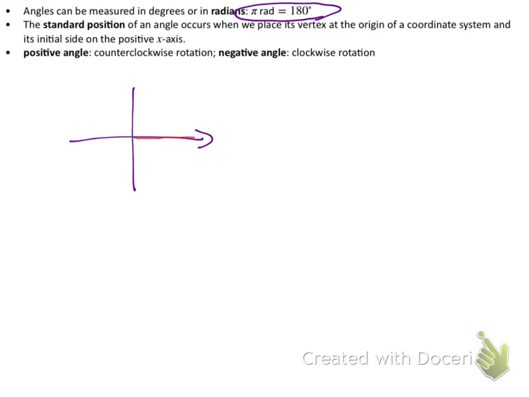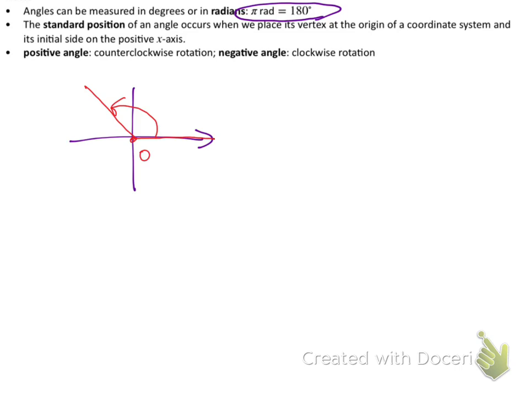Then the standard position of an angle is where you put the initial side on the positive side of the x-axis and then you rotate. Remember, angles are rotations. You put the initial side on the positive x-axis, vertex at the origin, and how much you rotate the terminal side gives you the standard position.